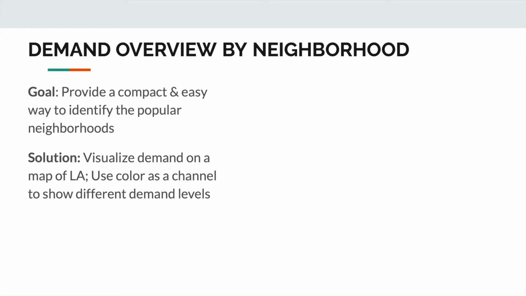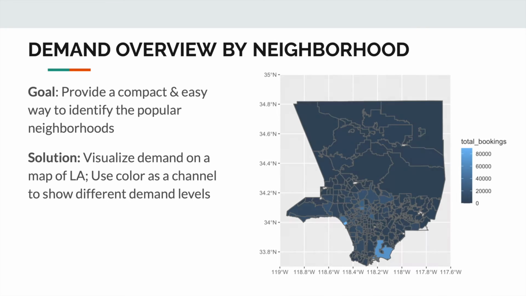Since there are many neighborhoods, we decided a map would be the most efficient way to visualize the data, as we can view all the neighborhoods at once. And then on the map, we plotted the neighborhoods using the geographical data and encoded the number of bookings in each neighborhood using a color scale.